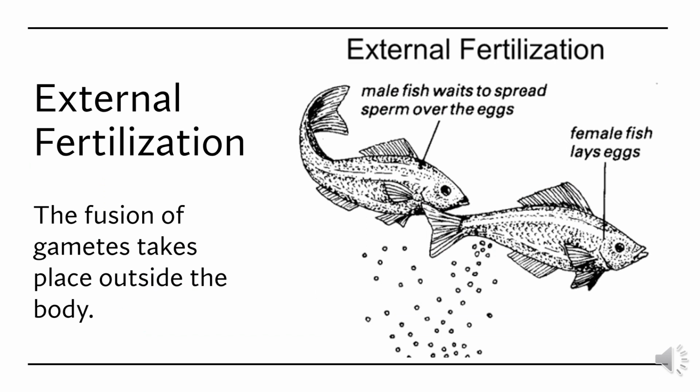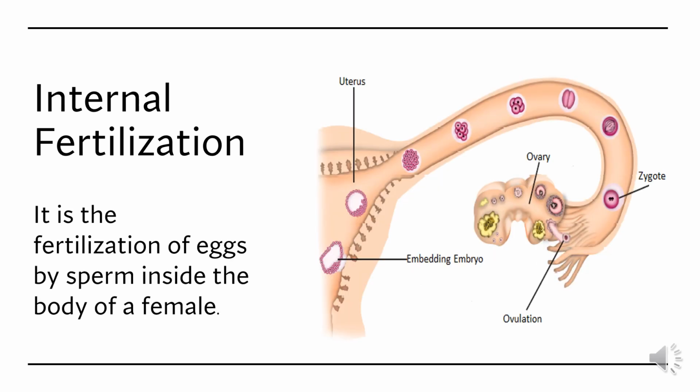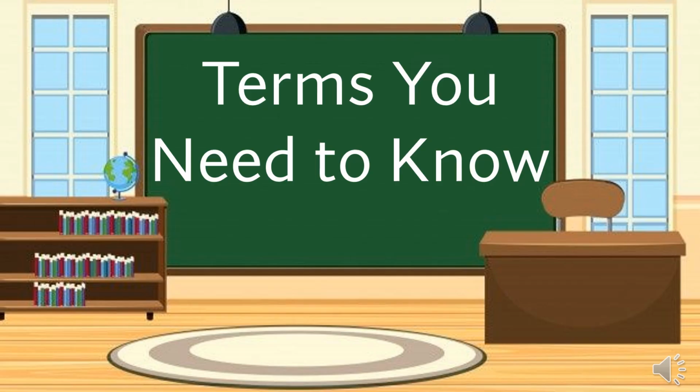In external fertilization, the fusion of gametes takes place outside the body of an organism. For example, the female fish lays eggs while the male fish waits to spread sperm over the eggs. While in internal fertilization, the eggs are fertilized inside the body of a female organism. Here are some terms that you need to know about sexual reproduction.